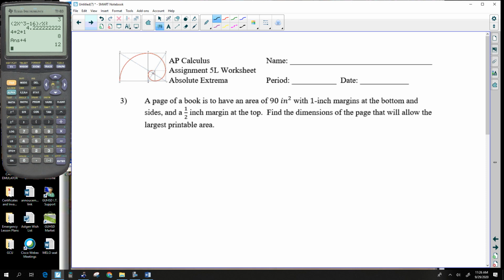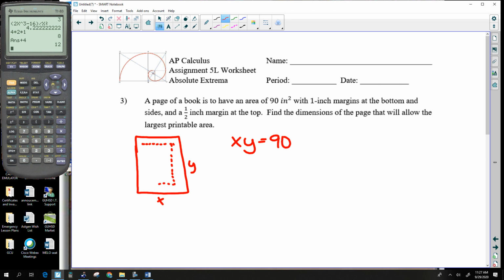I guess these are just more optimization problems. I don't know why they call it absolute extrema. But, okay. So a book page is to have an area of 90 square inches, with 1-inch margins on the bottom and the sides and a 1/2-inch margin on the top. So the top is thin, and then there's 1-inch margins on the side and the bottom. So 1, 1, 1, and the top is a 1/2-inch margin. Find the dimensions of the page that will allow the largest printable area.